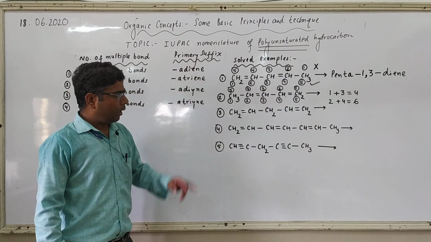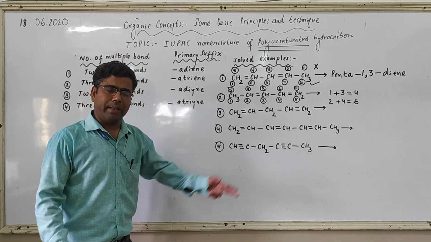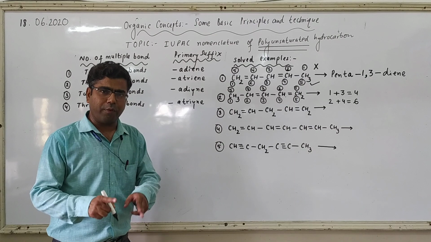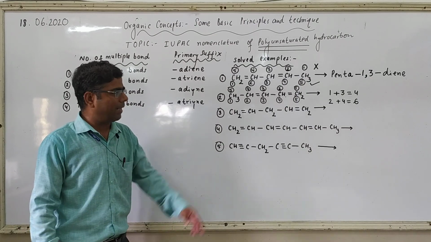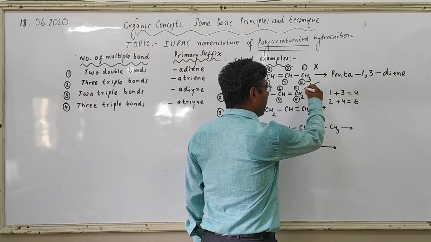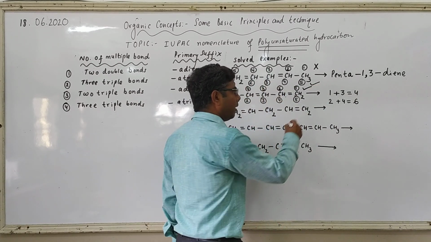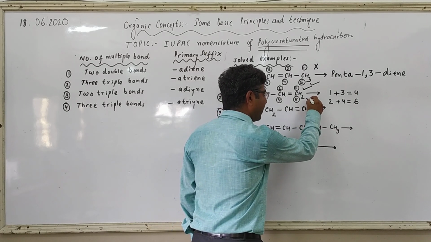So here, if we start our counting from the right hand side, then the sum of the positions of the double bonds gets the lowest number, that is 4 here. So our numbering, or assigning positions to carbon atoms, from the right hand side is correct, and from the left hand side it is incorrect.